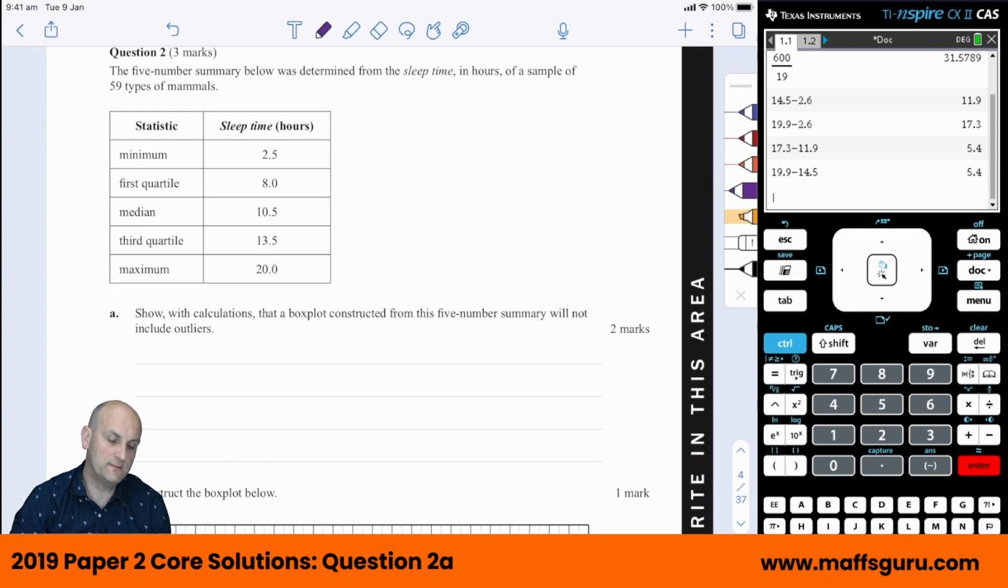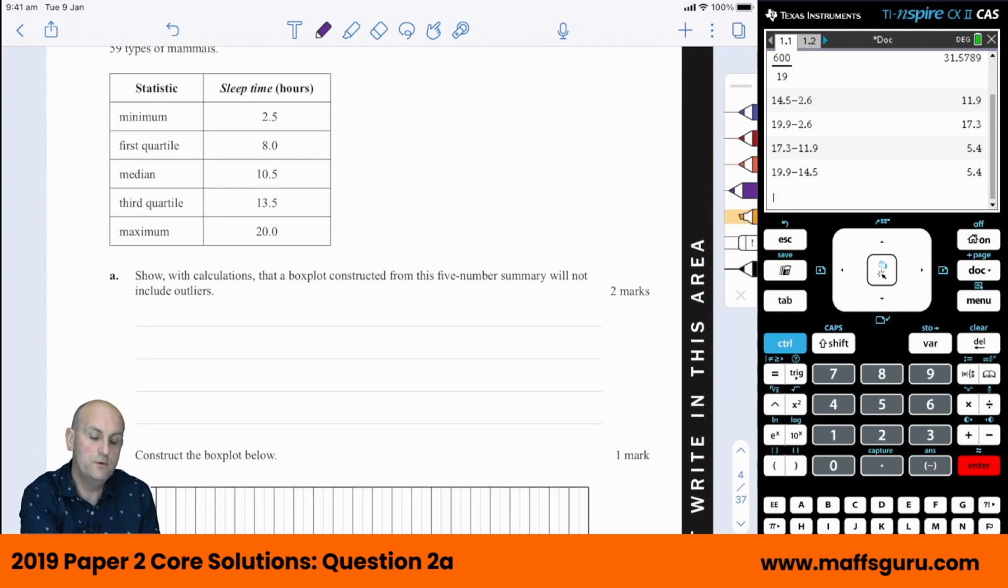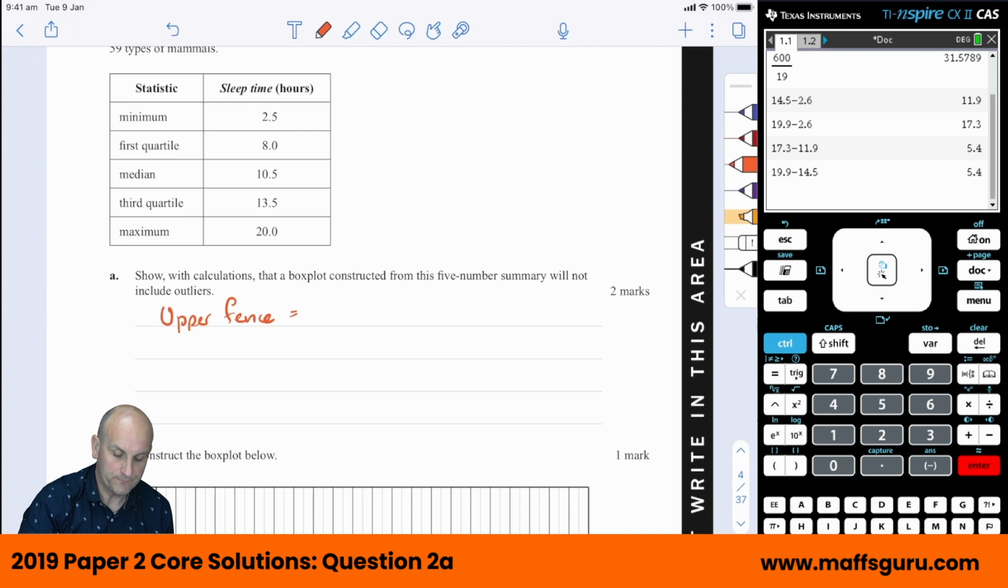Question number two. The five number summary below was determined from the sleep time in hours of a sample of 59 types of animal. Show with calculations that a box plot constructed from this five number summary will not include any outliers. So what do we notice? We know that our upper fence, and it says to show calculations, is my, what's the value for my upper fence?